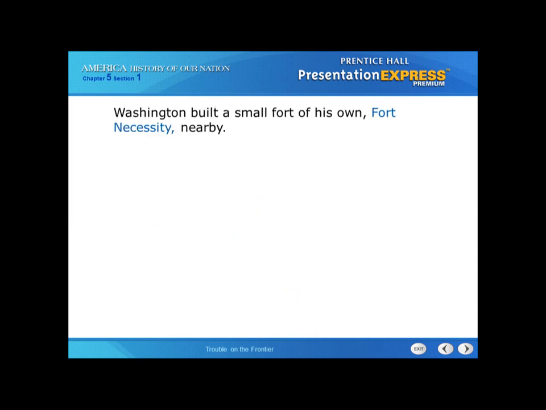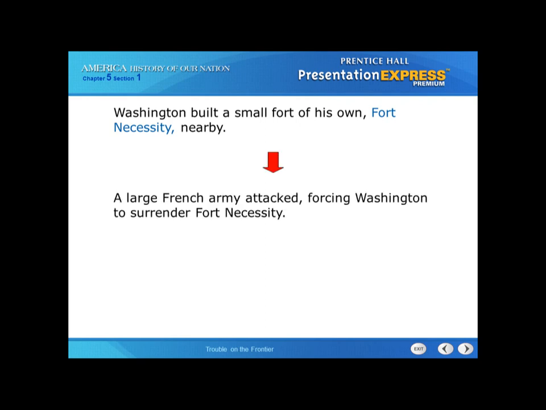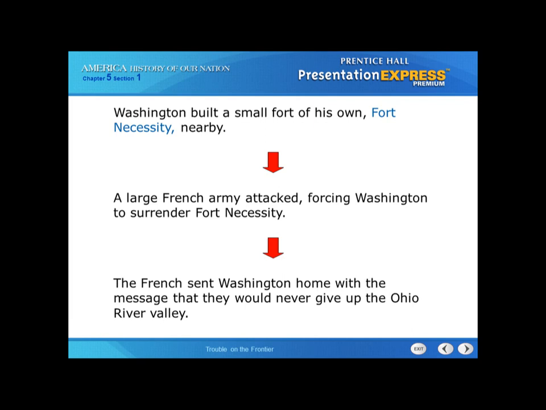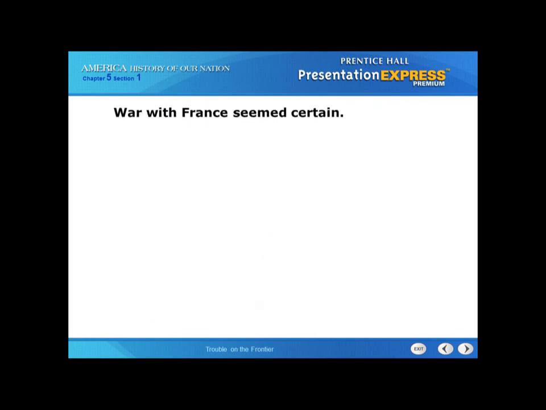Washington built a small fort of his own, Fort Necessity, nearby. I'll show you a picture or two at the end of the PowerPoint. A large French army attacked, forcing Washington to surrender Fort Necessity. The French sent Washington home with the message that they would never give up the Ohio River Valley. So you might very well say Washington's first mission ended in a defeat. And this bothered him for some time.